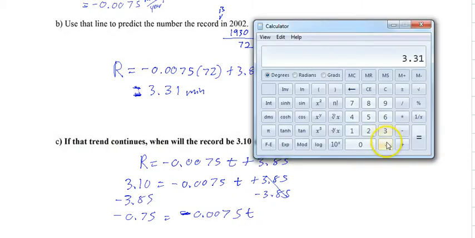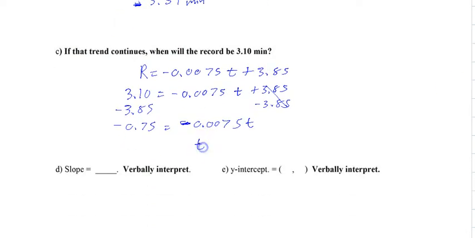Calculator. So 0.75 divided by 0.0075 is 100. In 100 years, the record should be at 3.10, 100 years from 1930. So we take 1930, we add 100, because that's what our t is, the number of years.